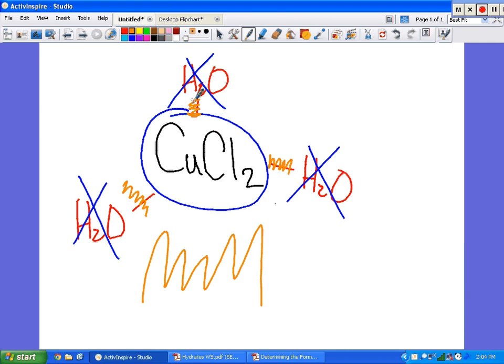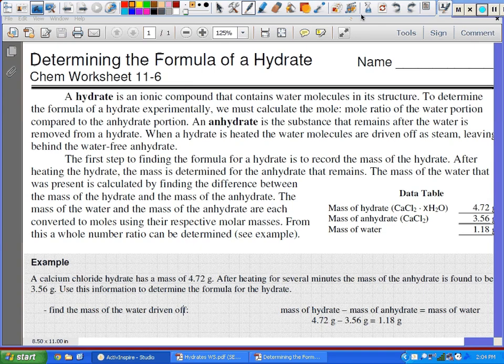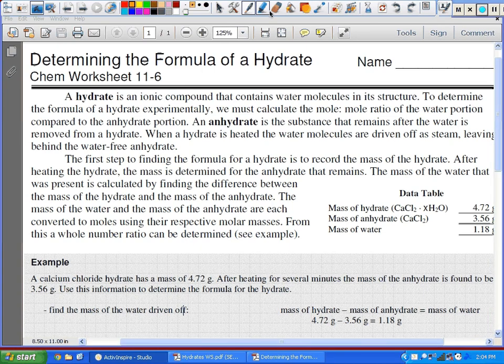All right, so let's go back and let's read now. Let's talk about what it is now that you've seen a visual diagram. Highlighter time. A hydrate is an ionic compound that contains water in its structure. Why is it very important that it says an ionic compound? Because a hydrate does not exist with covalent or molecular molecules. It's only ionic compounds.